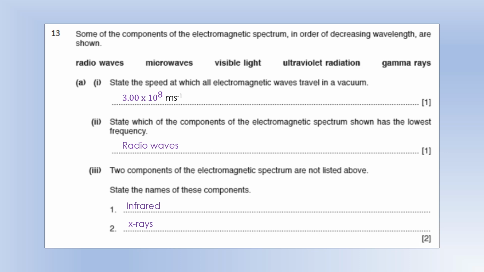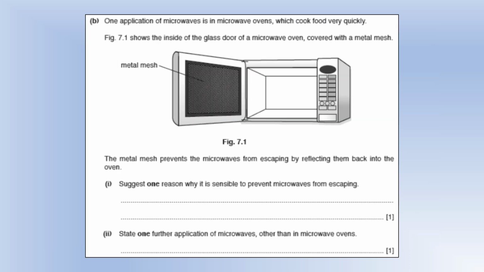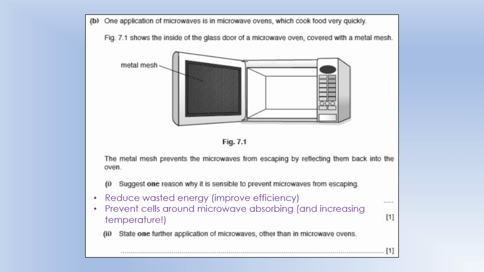That completes our set. Final question, looking at microwave ovens. We've got the inside coated with a metal mesh. The metal mesh prevents microwaves from escaping by reflecting them back into the oven. Suggest one reason why it's sensible to prevent microwaves from escaping. I can think of 2. We want to improve our efficiency. If microwaves are escaping, they're not heating the food, so that makes it less efficient.